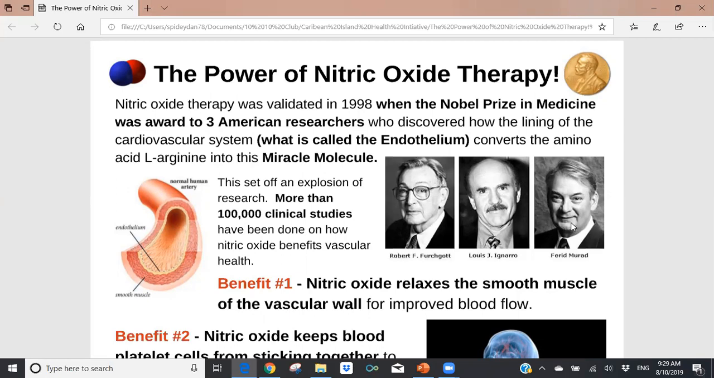I can't tell you the number of clients that I have that have seen that happen, where they've been able to get off all their medications for high blood pressure or substantially reduce their medications or not have to go on medication to begin with, all because of nitric oxide and how it relaxes the smooth muscle of their vascular wall and brings their blood pressure back into the normal range.